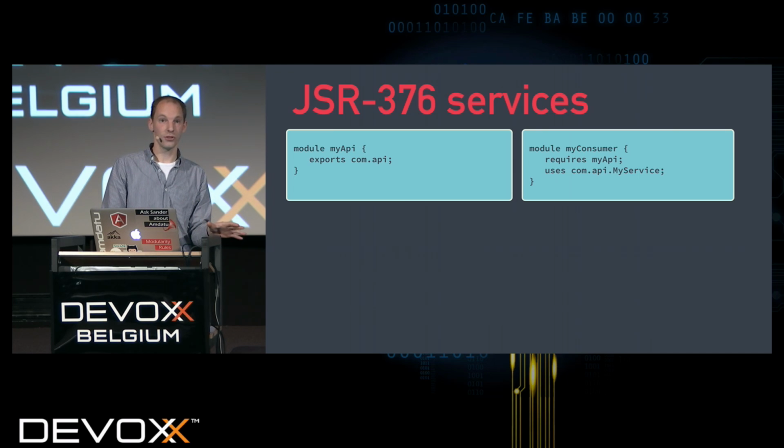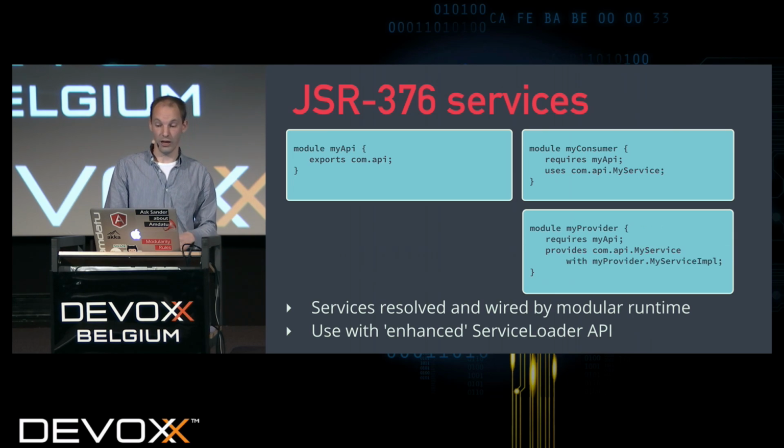And it wants to have instances without knowing the exact implementation types behind them. Now, if we have a consumer, we also need to have a provider, of course. And this provider looks a bit similar. It also requires my API, and it requires it because it needs to implement this interface. And then there's not a uses, but a provides constraint.